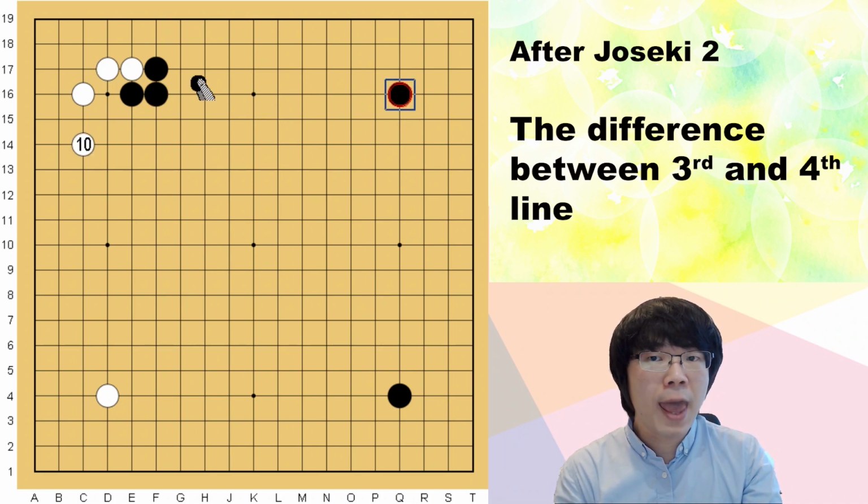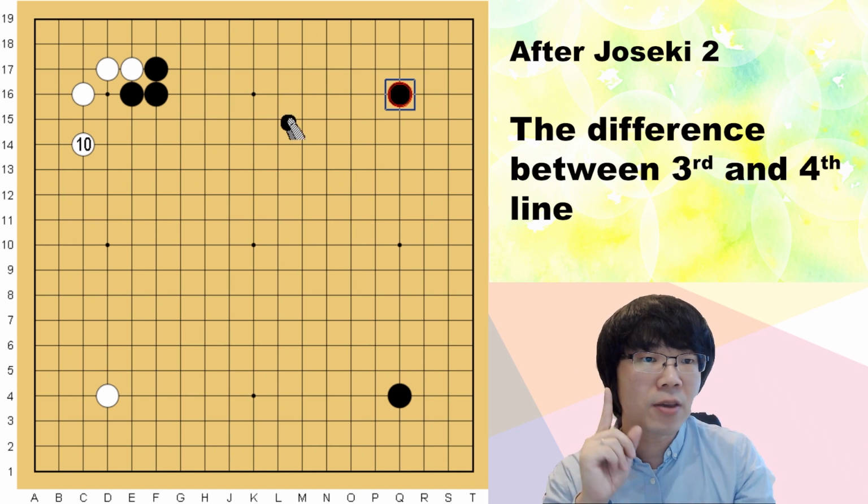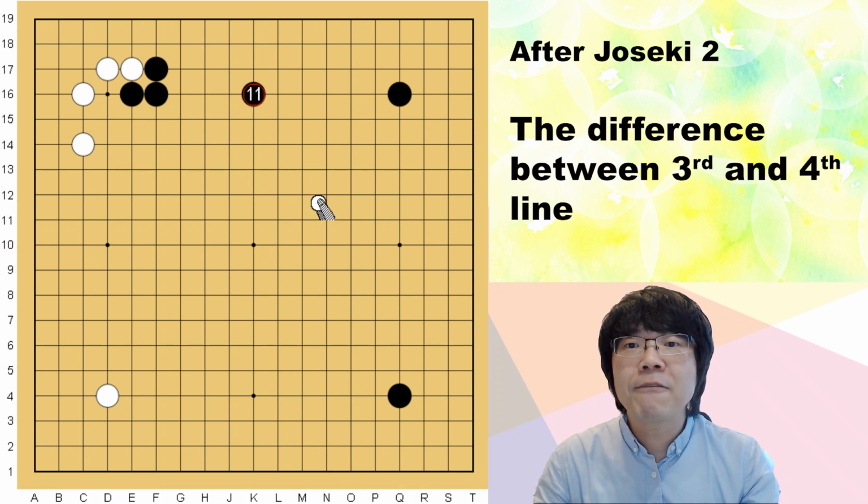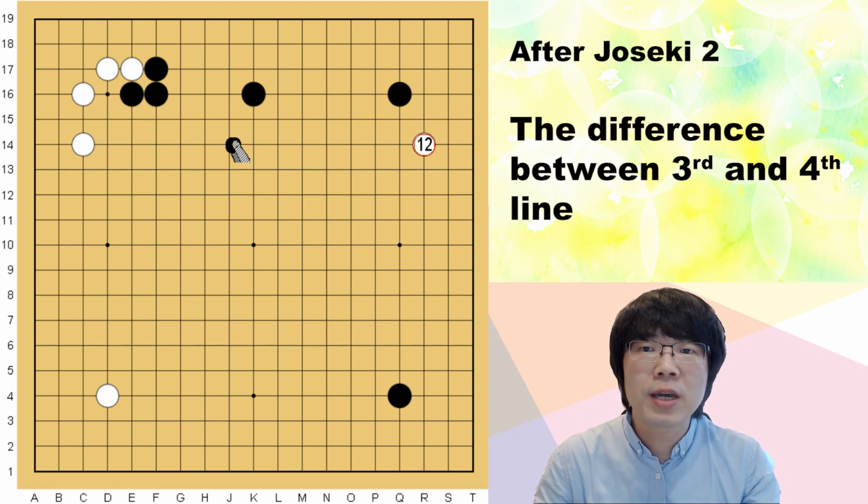So this way is the black. Now black is totally handling the influence. So now you can still play the third line and fourth line. And after this, white just approaches, because white has to restrict.